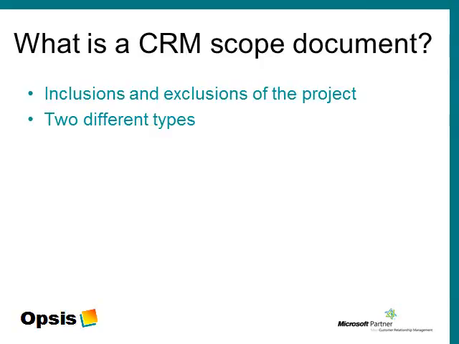What is a CRM scope document? The CRM scoping document is the document that describes what needs to be included and also what should be excluded from your CRM project. Scoping a CRM project is essential if the project is to be successful. However, undertaking the scoping is often thought to be a simple and quick task.